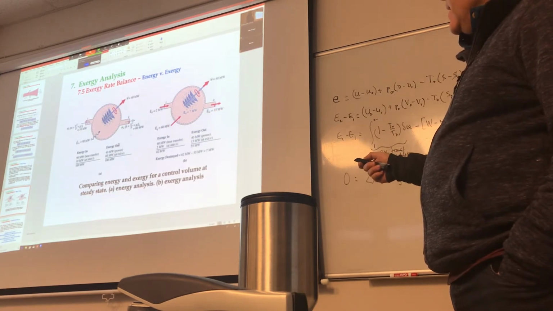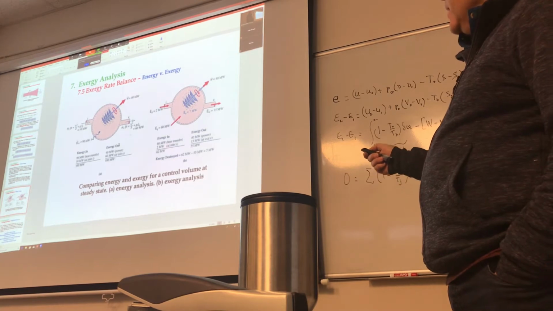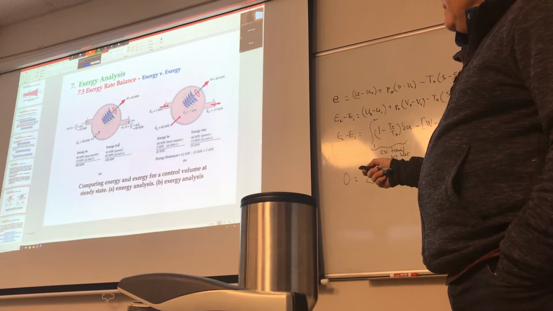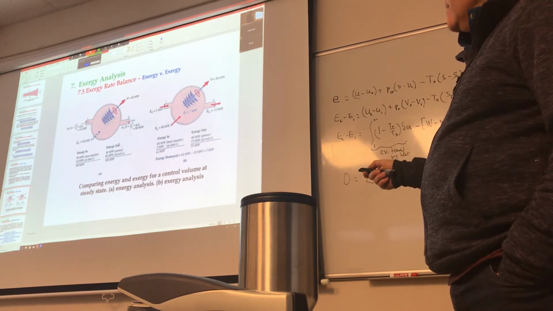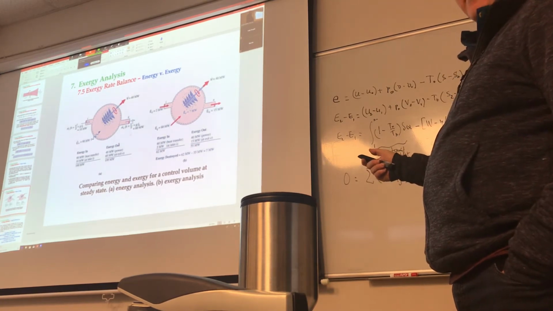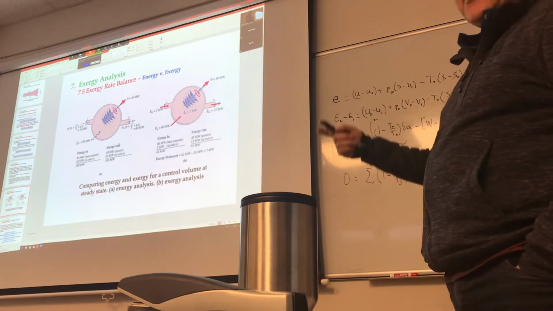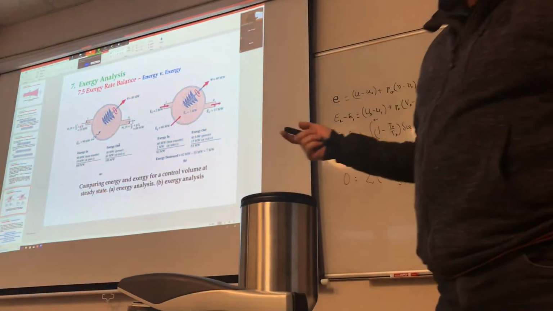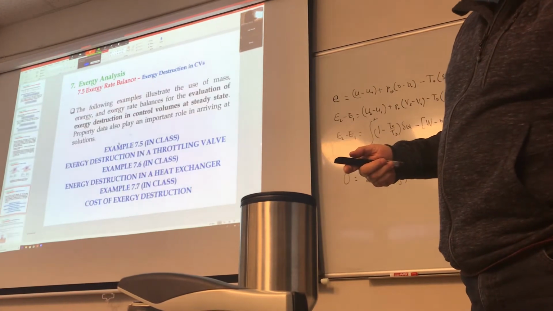Well, it's 60 plus 2, that's 62. How much is going out? 40 plus 15 is 55. So what does the difference imply? It implies that because of irreversibilities, we have lost 7. Okay, that's really all there is to it.